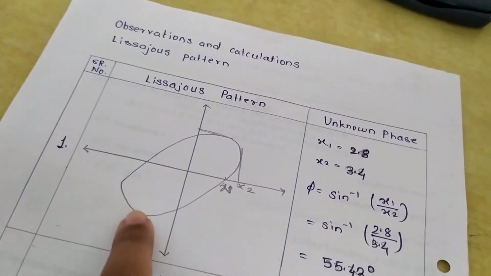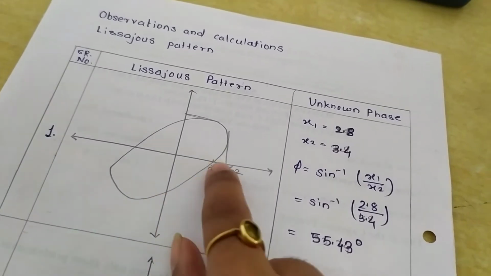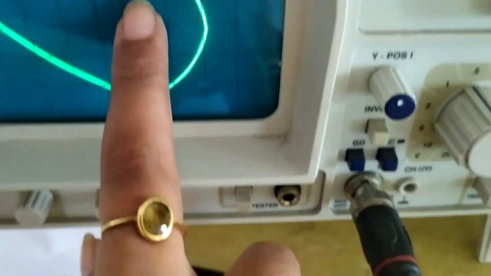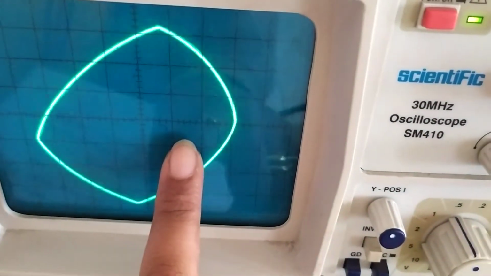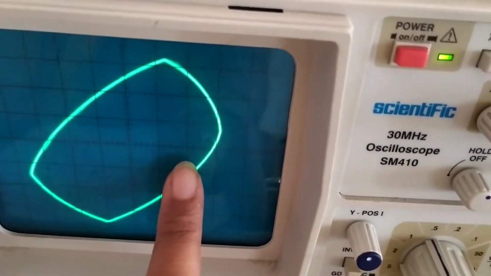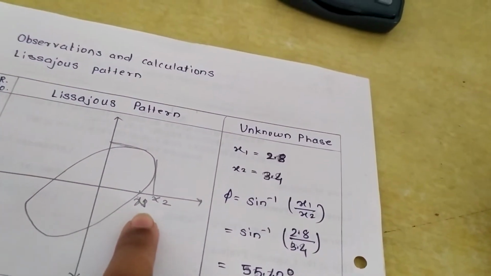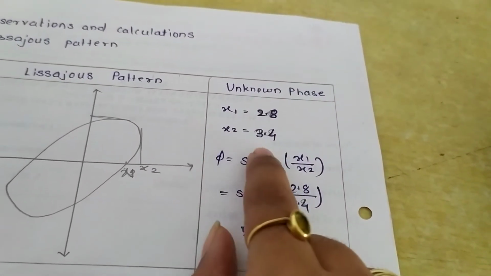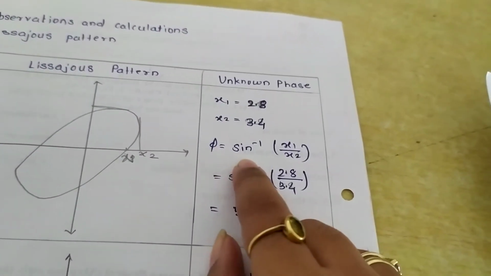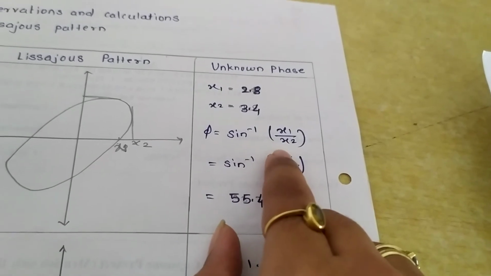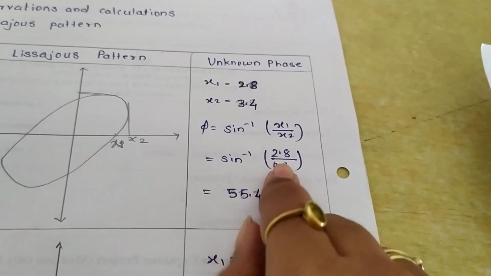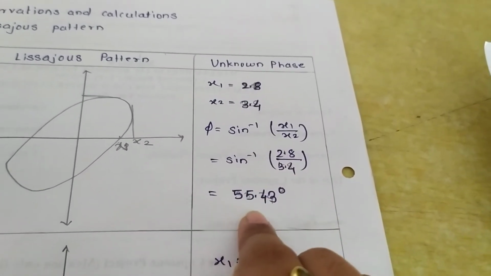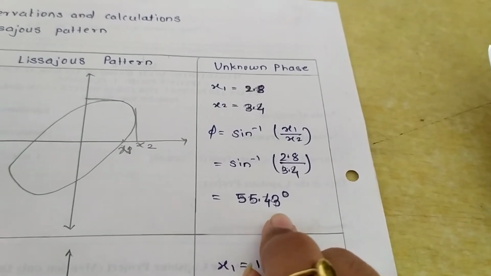We drew it into the observation table: Lissajous pattern, x1, x2. We are going to calculate these from these fine horizontal lines. From these, we are getting x1 as 2.8 and x2 as 3.4. Theta equals sin inverse x1 divided by x2, sin inverse 2.8 divided by 3.4. We are getting 55.43 as the phase difference.